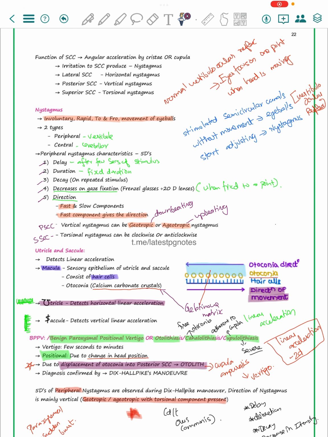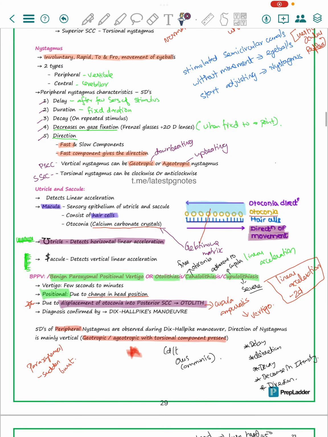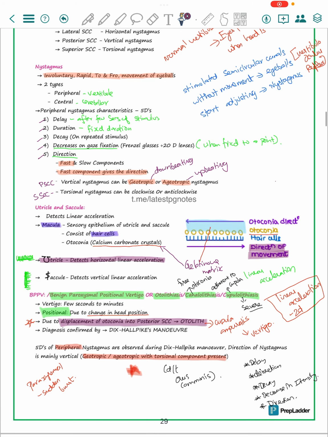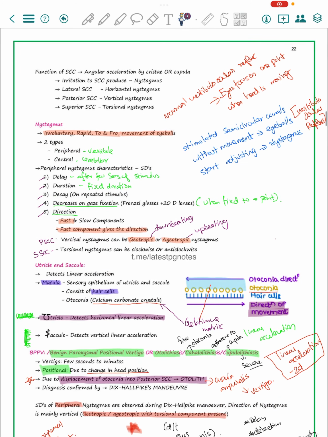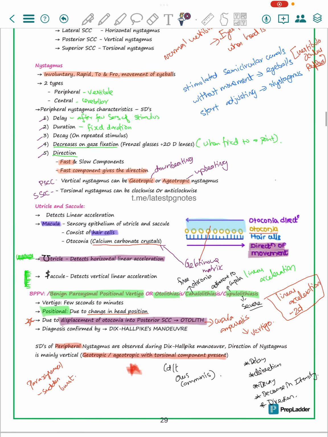This vertical nystagmus can be downbeat geotropic, that is towards the earth, or ageotropic upbeating nystagmus. This torsional nystagmus may be clockwise or anti-clockwise. This vertical is due to, as I said earlier, the posterior canal. This torsional is due to the superior semicircular canal. Then we are going to the sacs, utricle and saccule. They detect the linear acceleration. The crista ampullaris detects the angular acceleration, whereas the utricle and saccule detect the linear acceleration.